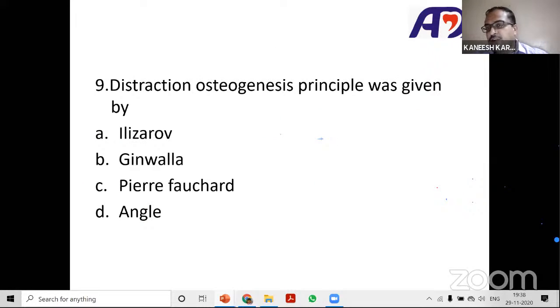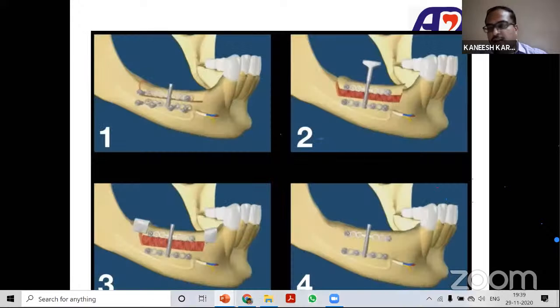Distraction osteogenesis was given by... I can see multiple responses. Distraction osteogenesis was given by Ilizarov. Ilizarov gave the principle of distraction osteogenesis. Chinwala is the father of clefts in India. He is a great cleft surgeon. Pierre Fauchard is the father of modern dentistry. Angle is the father of orthodontics.